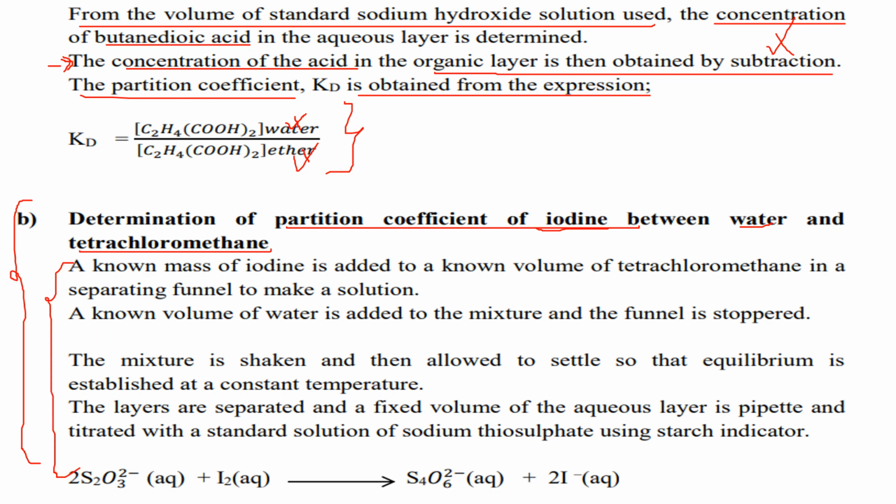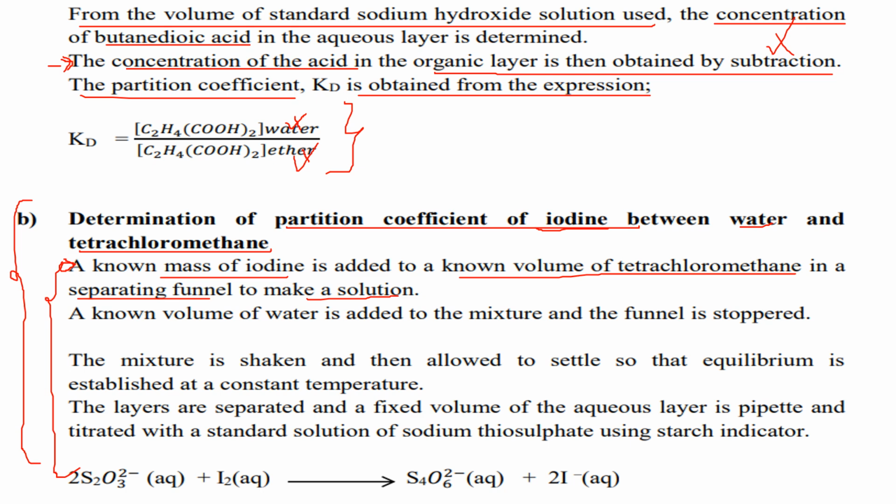In Roman number 1, we have said that a known mass of that solid that we are trying to find, a known mass of iodine, is going to be added to a known volume of tetrachloromethane, but this must be in a separating funnel to make a solution. So note that this is the same way we started our previous experiments, and this is how we are going to be describing each and every experiment still.